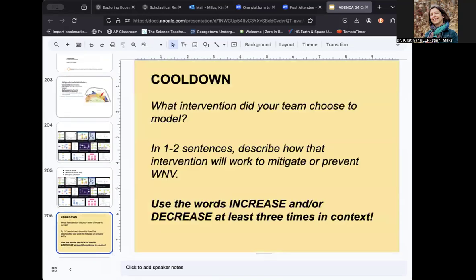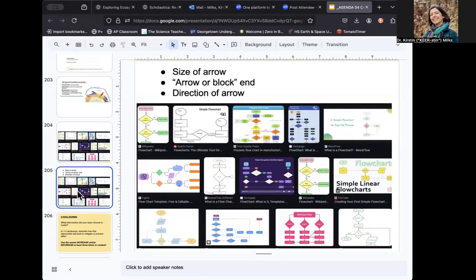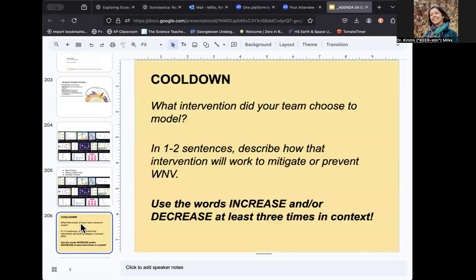And then in your cooldown, I'm asking you to use the word increase or decrease to describe the charting that you did. And so if you can't do this increasing and decreasing a couple times, you need to go back and redraw your group's flowchart. If you were absent, your groups might have started on this, so you might use that flowchart to answer this part.